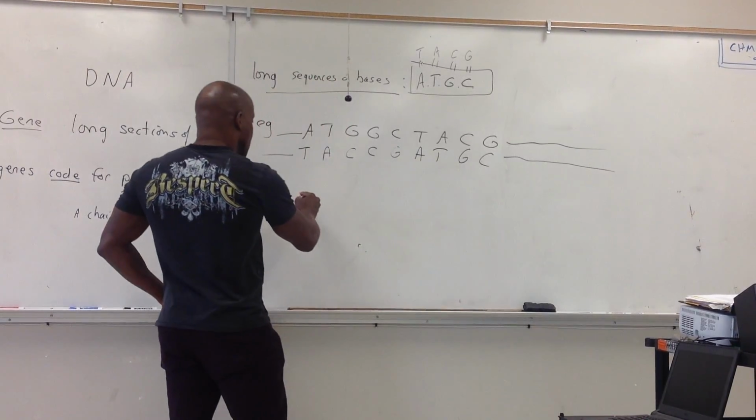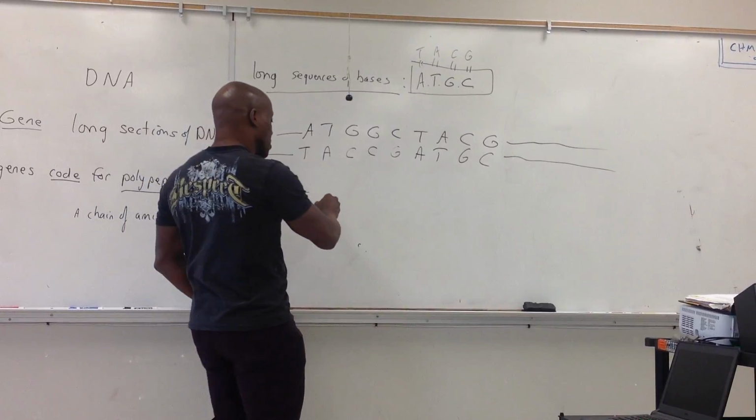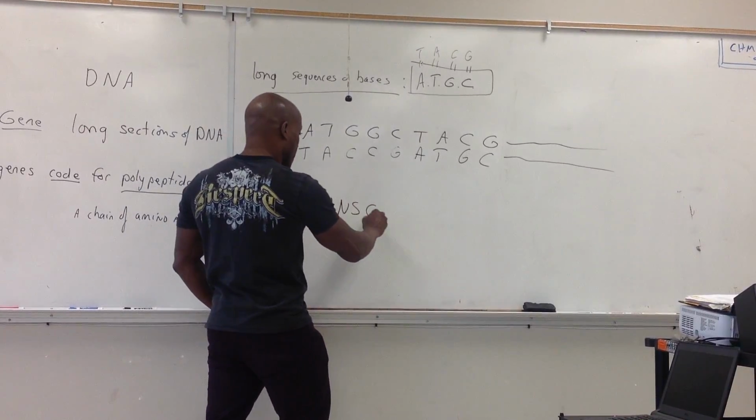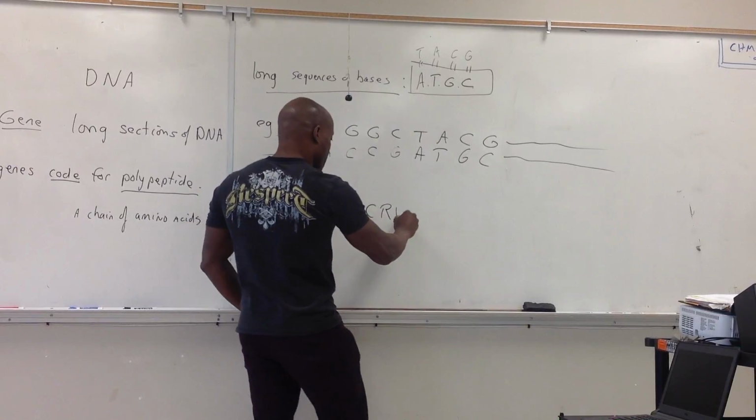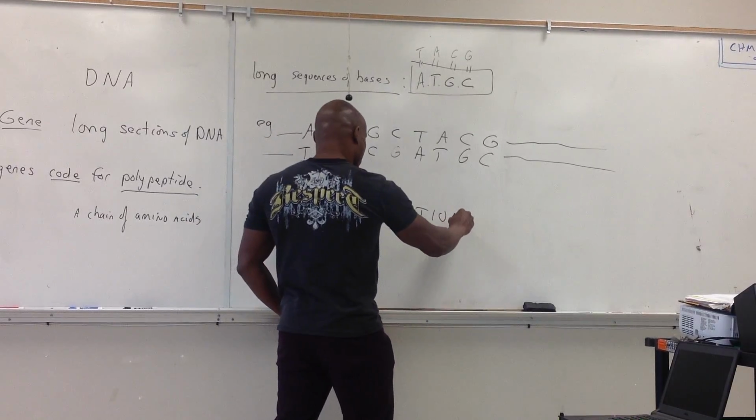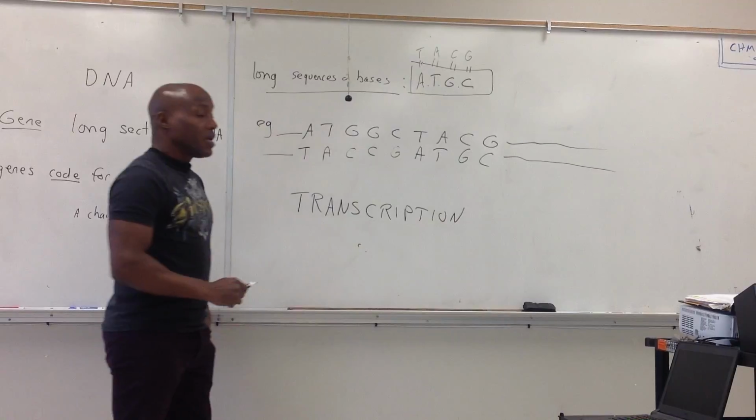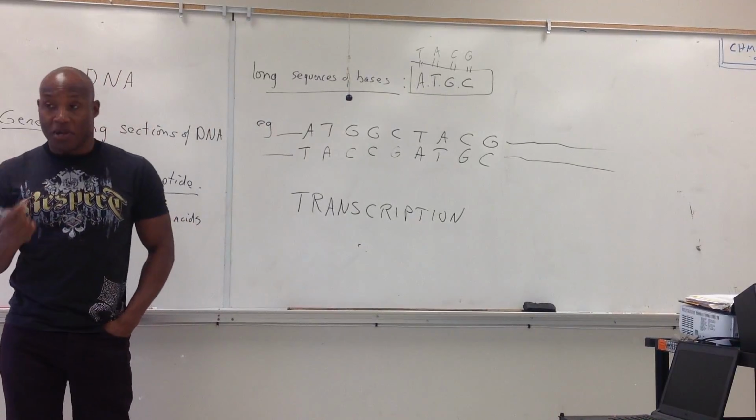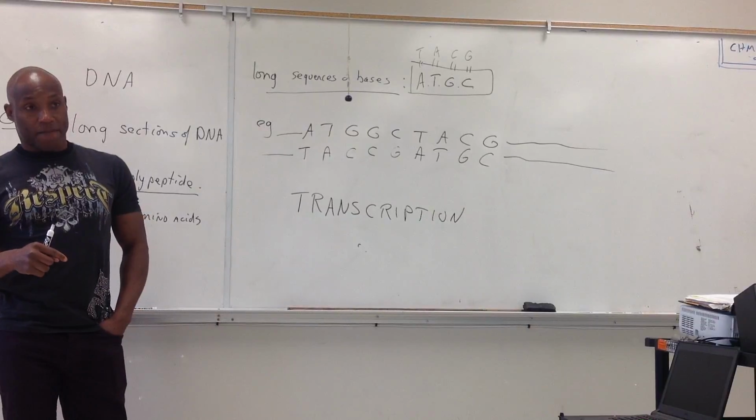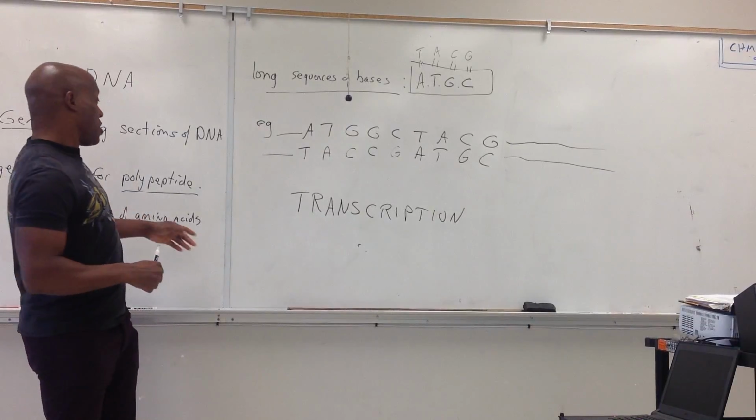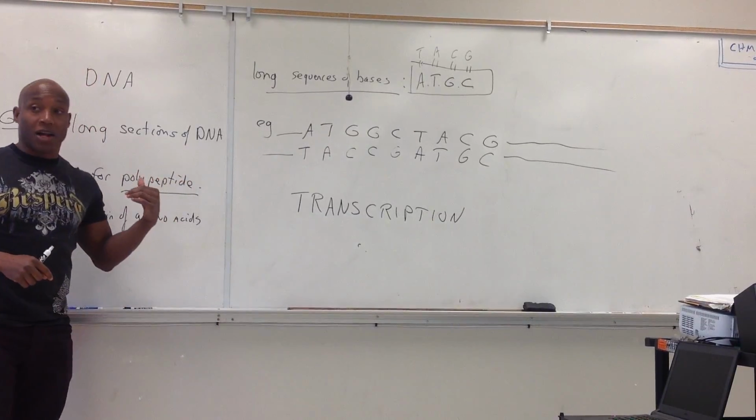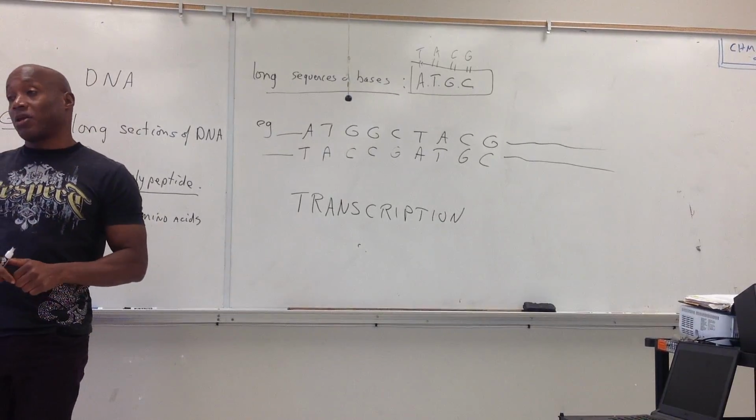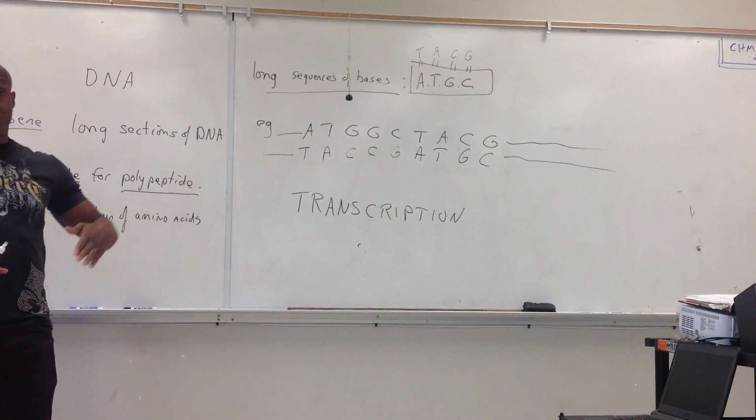The process that we meet first is called transcription. So our symbolism. And in the process of transcription, we make a copy of the DNA. Now we already know that this DNA is a code for polypeptide, so that copy is also going to code for polypeptide because it's a copy of the DNA.